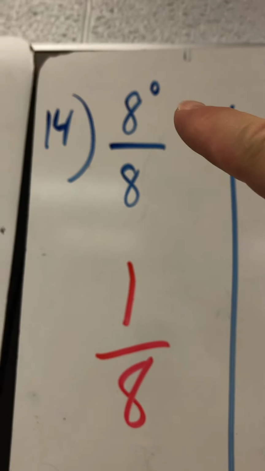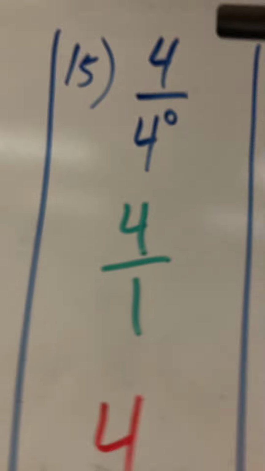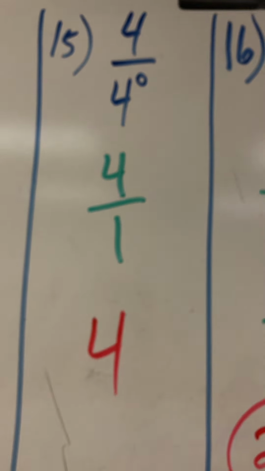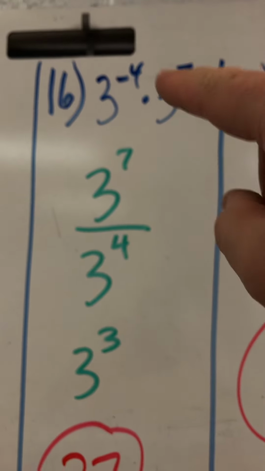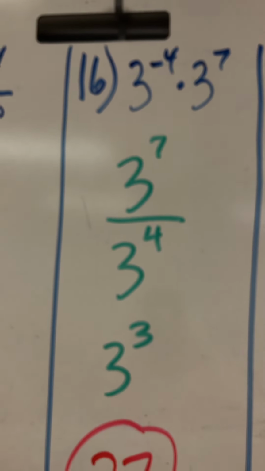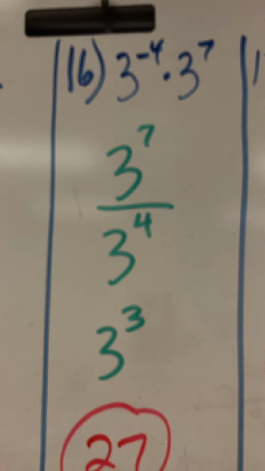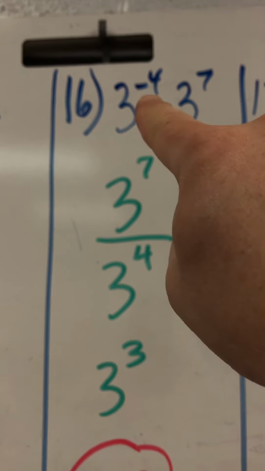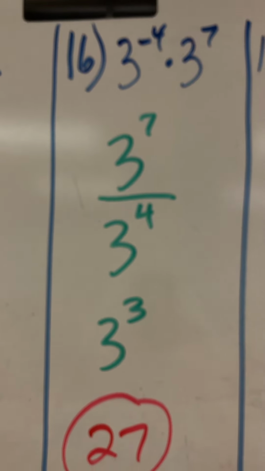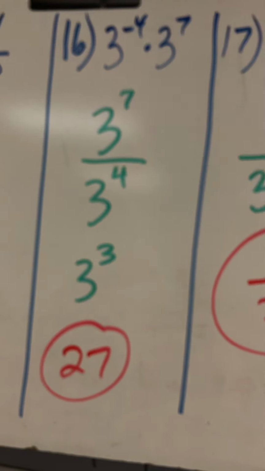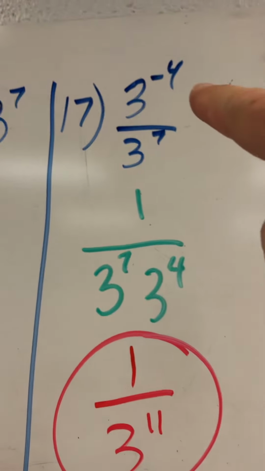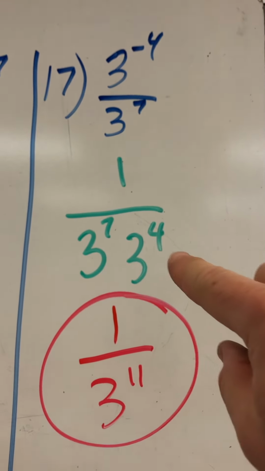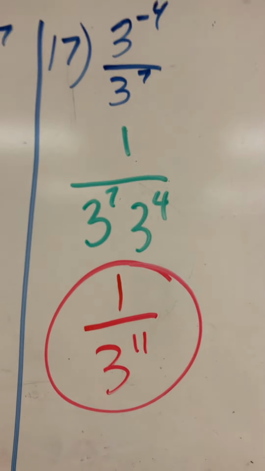This is 1 over 8, right? This is 4 over 1, which is 4. This is 3 to the 7th over 3 to the 4th, which is 3 to the 3rd. Now, couldn't I just do negative 4 plus 7 is 3 to the 3rd? Sure. If you want, do it. Here, I'm going to take negative 4th on the top, move it to the bottom. 3 to the 7th, 3 to the 4th, 3 to the 11th on the bottom.